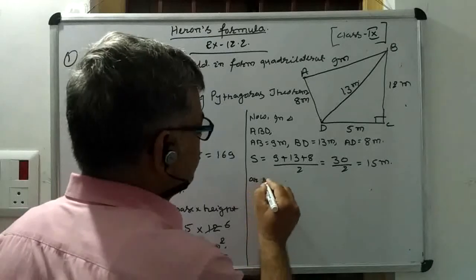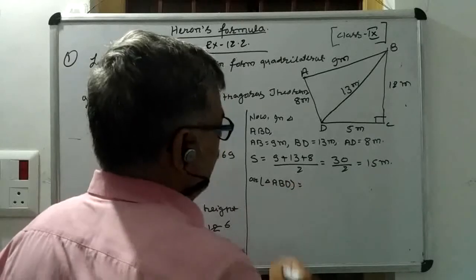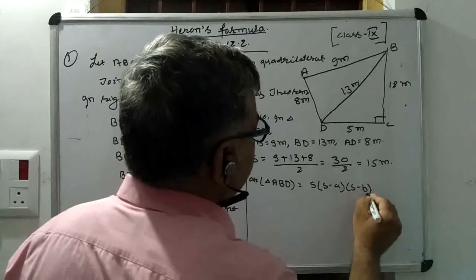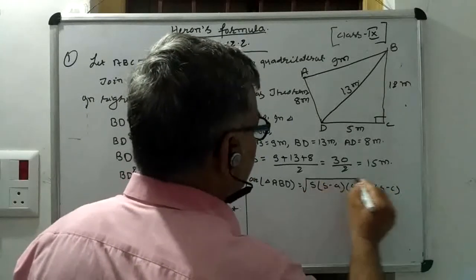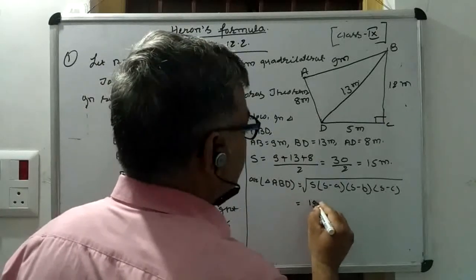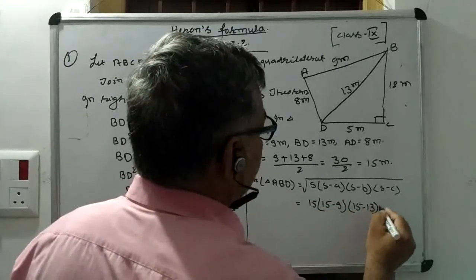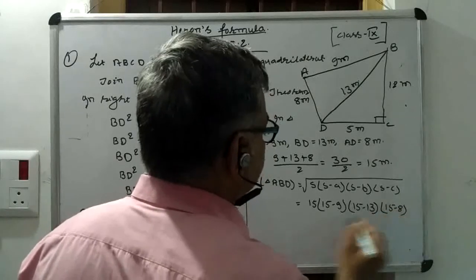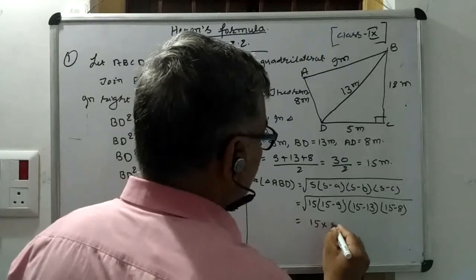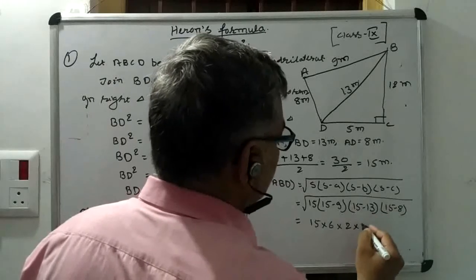Now the area of triangle ABD equals what? By Heron's formula, root of S into S minus A into S minus B into S minus C. So now put the values. Your S is 15. So 15 minus 9 into 15 minus 13 into 15 minus 8, square root. So simplify: 15 into 6 into 2 into 7.